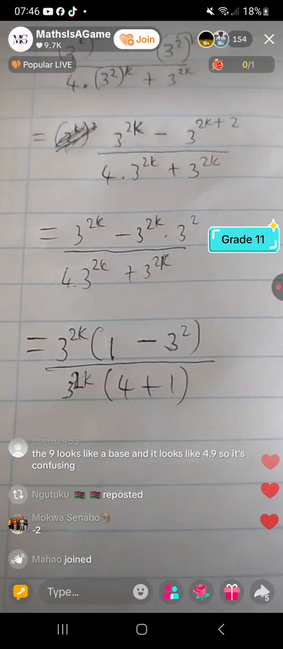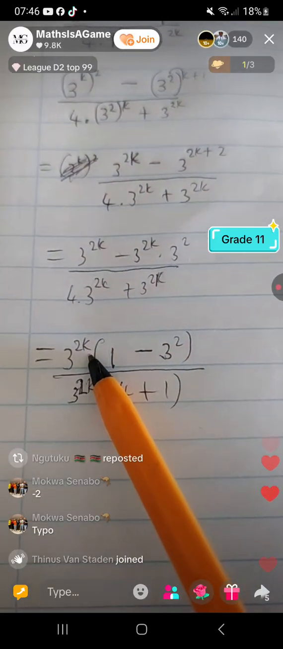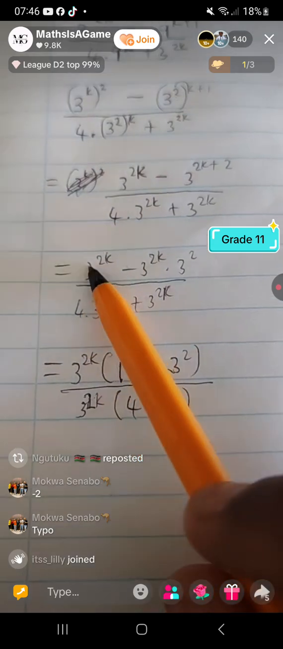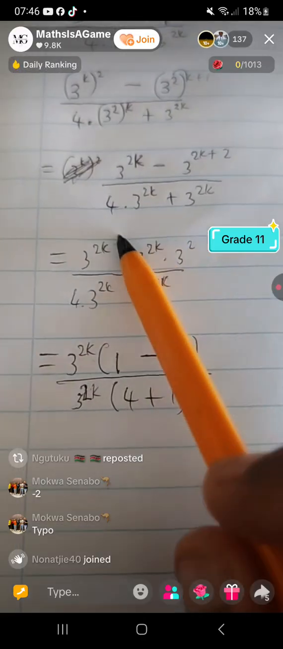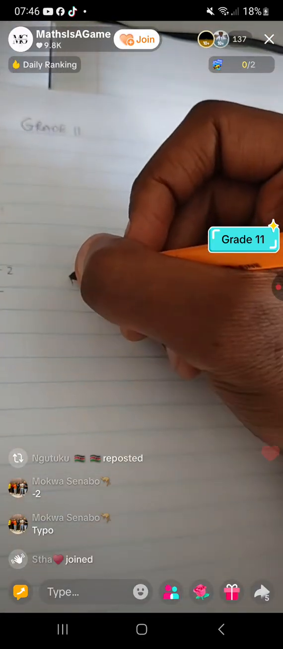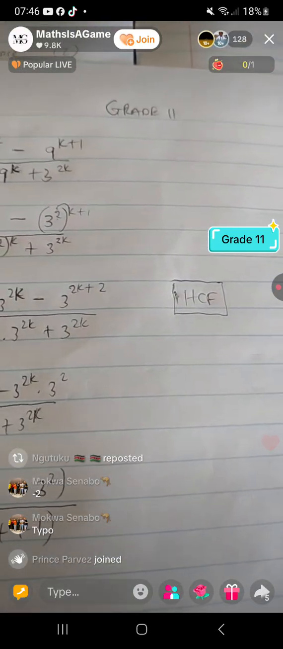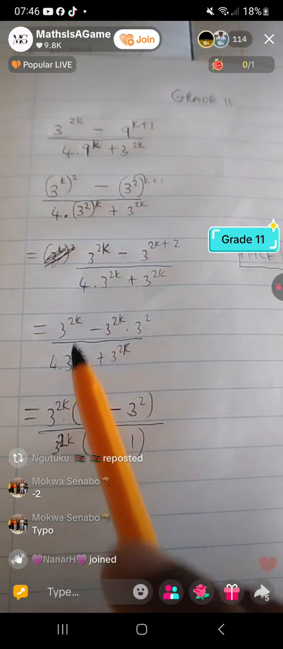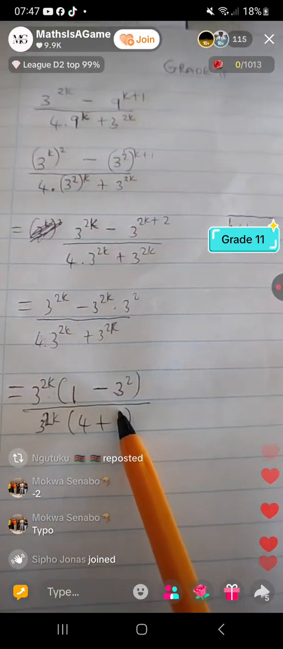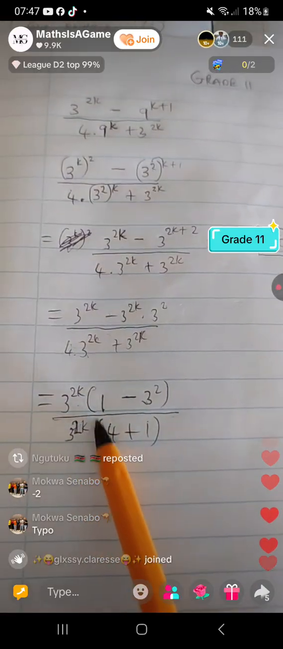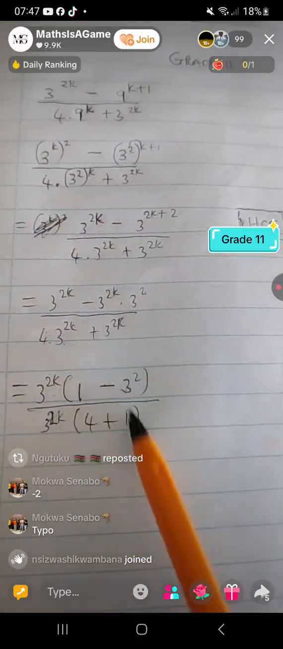Do you see this, guys? Here at the top, 3 to the power 2k. No problem, Mogwa. 3 to the power 2k is common. There's a 3 to the power 2k for this term and a 3 to the power 2k for that term. So we have a highest common factor that we take out. We are left with 1 minus 3 to the power 2. Go to the denominator, we take out 3 to the power 2k, which is common. We are left with 4 plus 1.